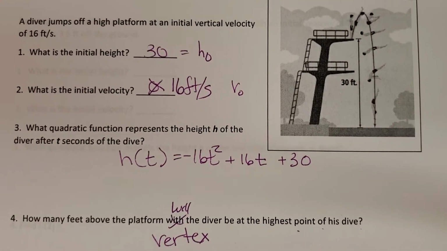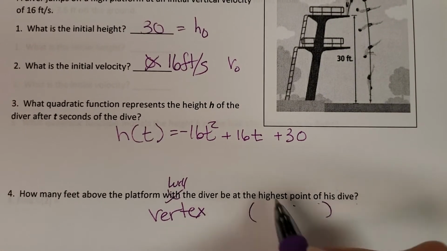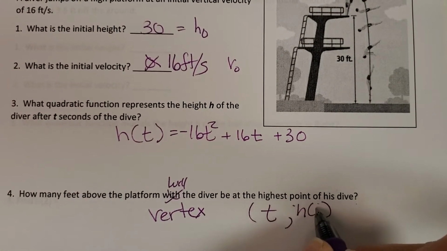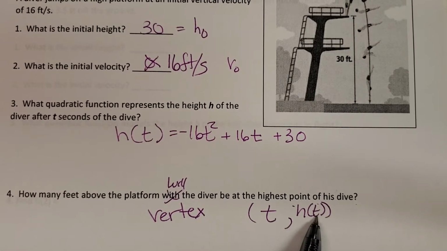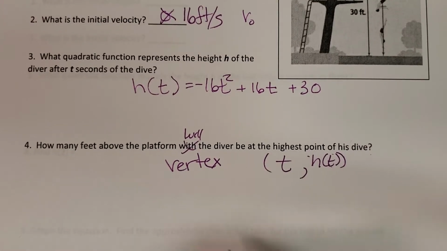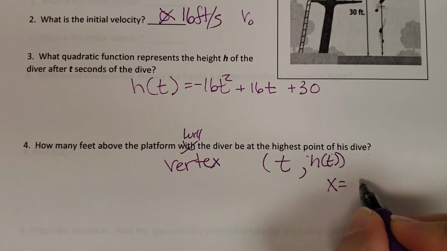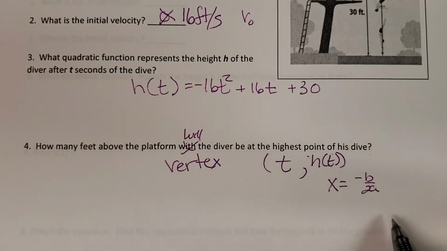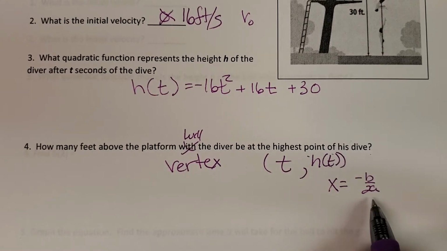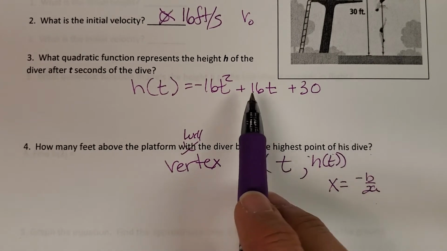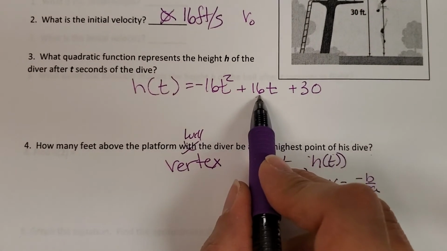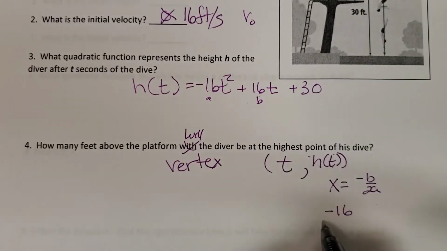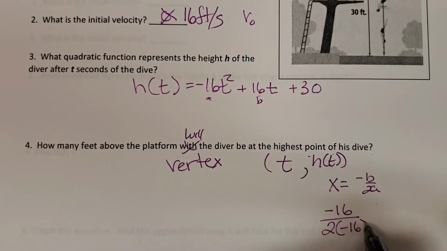Now the vertex is going to give us an x and a y. In this case, it's going to give us a t and an h of t. If we know the vertex, we know how long it took for the person to reach the highest point. How do we find that? Well, we use our formula. Remember, we just learned that x equals negative b over 2a is my axis of symmetry, which is also the x-coordinate of my vertex. So I'm going to find negative b over 2a for this function. Let's do it. The opposite of 16, this 16, the b, remember this is b, this is a, over 2 times a.